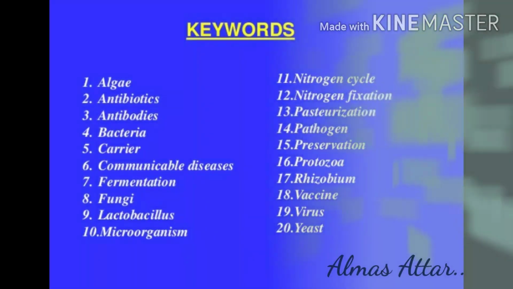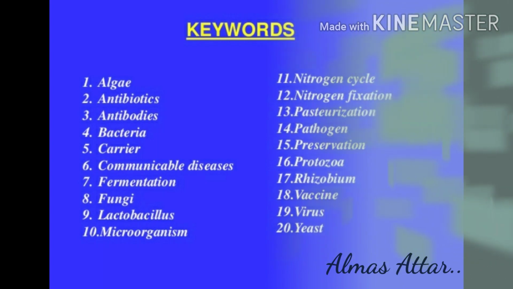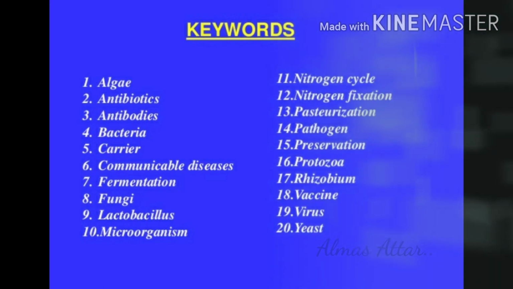The key words we have learned in this chapter: algae, antibiotics, antibodies, bacteria, communicable disease, fermentation, fungi, lactobacillus, microorganisms, nitrogen cycle, nitrogen fixation, pasteurization, pathogen, preservation, protozoa, rhizobium, vaccine, virus, yeast. Now you should remember these points and description. This completes your second chapter.